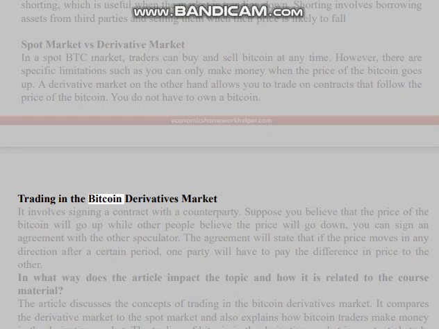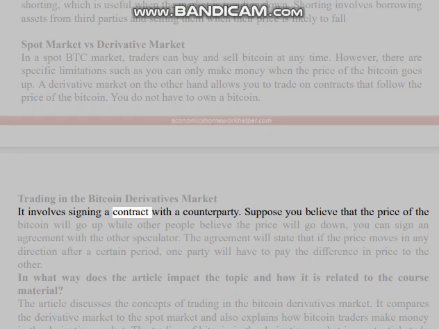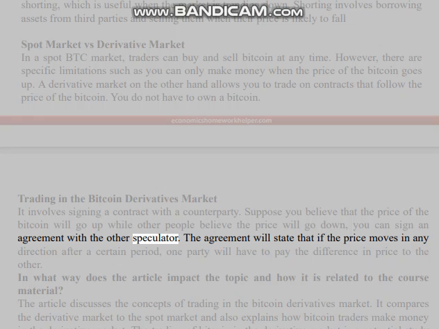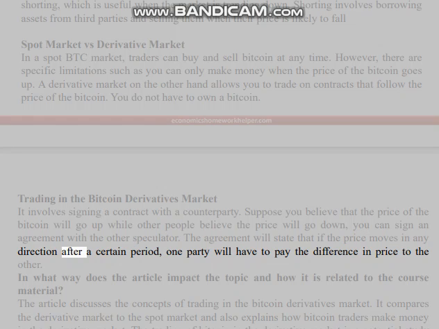Trading in the Bitcoin derivatives market. It involves signing a contract with a counterparty. Suppose you believe that the price of the Bitcoin will go up while other people believe the price will go down. You can sign an agreement with the other speculator. The agreement will state that if the price moves in any direction after a certain period, one party will have to pay the difference in price to the other.